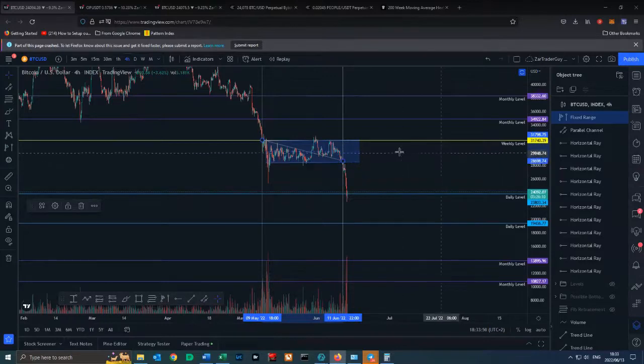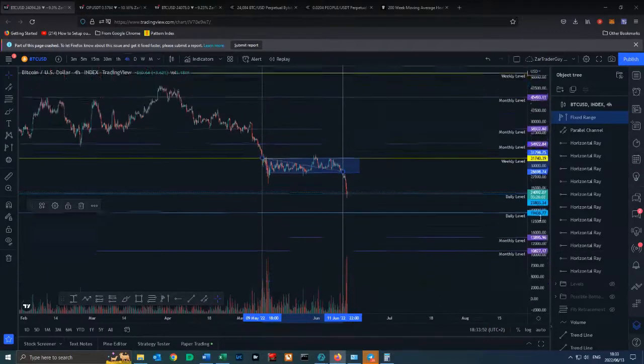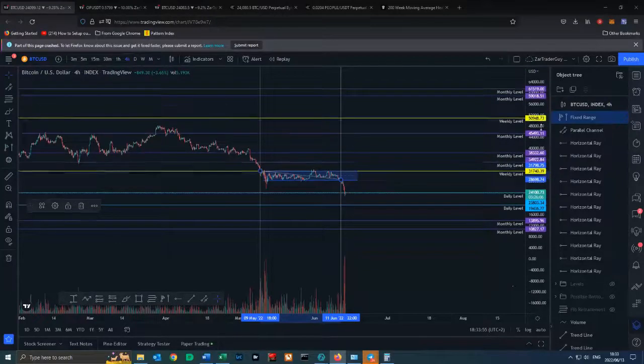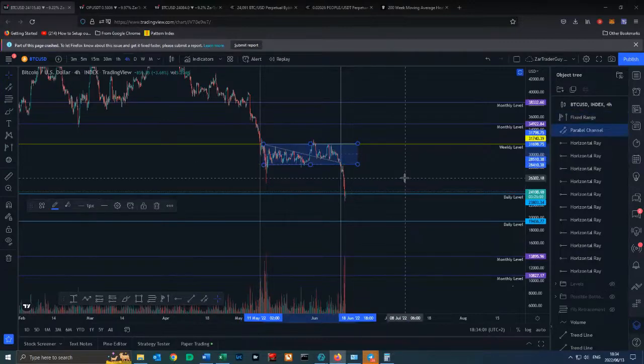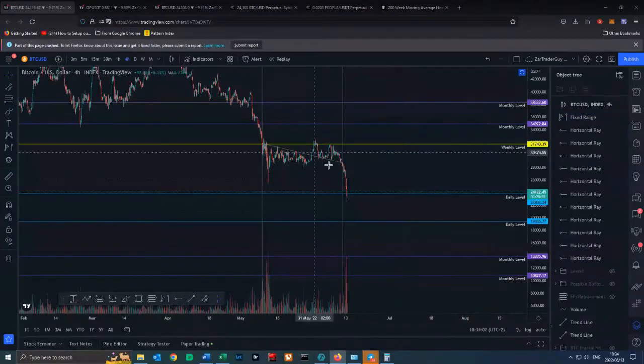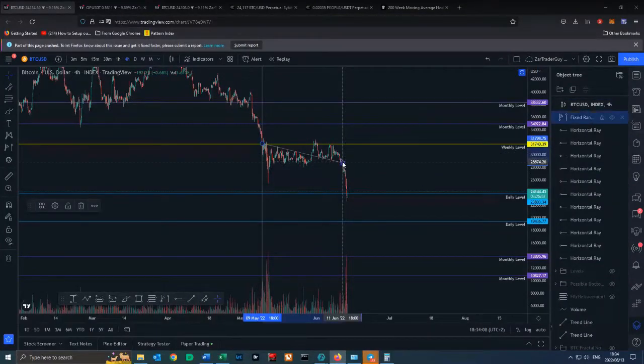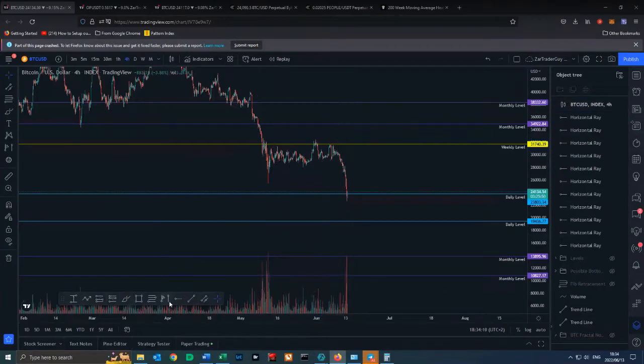Just got to give it a few seconds. Why are you not doing what you should do? It's not actually pulling my range. Sorry guys, I don't know what's happening with my chart. Let me just delete it and retry that again. Let's try it on the daily.